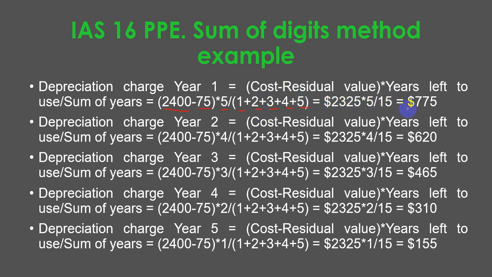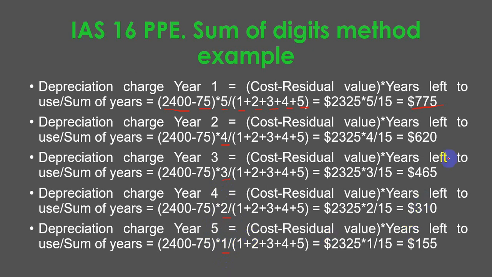And we also calculate the depreciation for year number 2. As you can see, the only difference in year 2 is that the number of years left to use changed. It decreased by 1 actually. And the same situation is here in year 3, year 4 and year 5. So in year 4, for example, it is 2 years left to use at the beginning of year 4, and at the beginning of year 5, 1 year left to use.